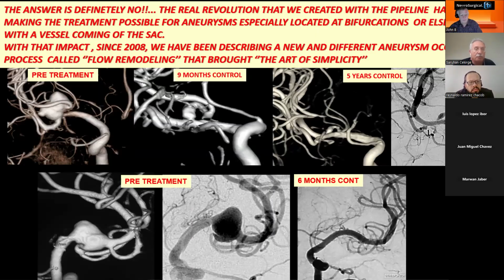The real revolution was that it made the treatment possible for these aneurysms with multiple vessels coming off the sac because of its flow remodeling effect. Can you imagine? Look at this reconstruction being made by the flow diverter stents. No clip, no coil, no nothing can do this.